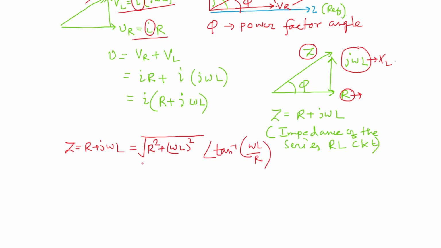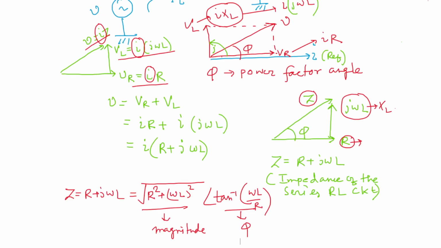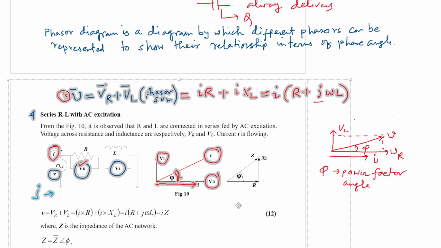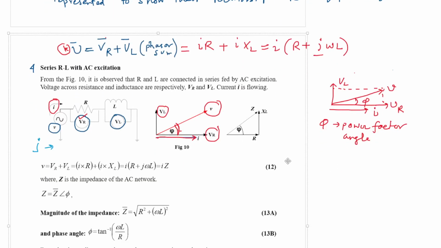So this is the magnitude, and this angle is nothing but phi. This angle is tan inverse omega L by R. So what we have observed here is the series RL circuit, and we have drawn the phasor diagram for VR, VL and V, and from there we got this triangle consisting of all impedances. It is called the impedance triangle.